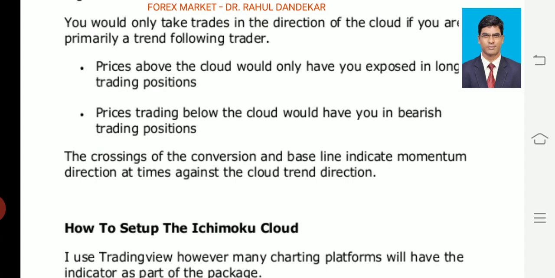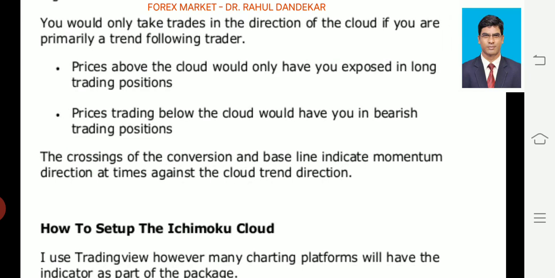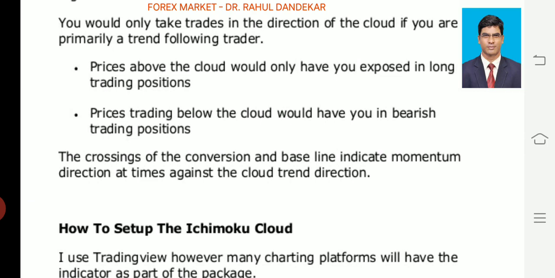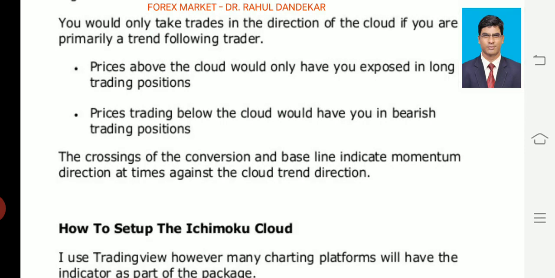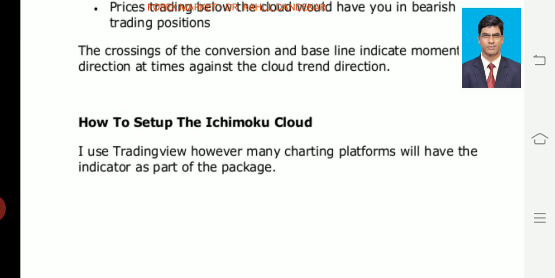You would only take trades in the direction of the cloud if you are primarily a trend following trader. Prices above the cloud would only have you exposed in long trading positions. Prices trading below the cloud would have you in bearish trading positions. The crossings of the conversion and base line indicate momentum direction, at times against the cloud trend direction.